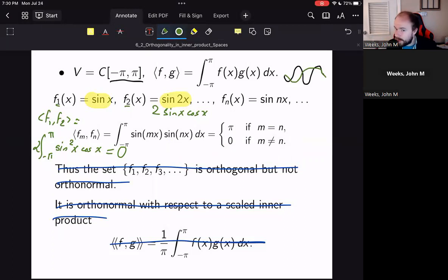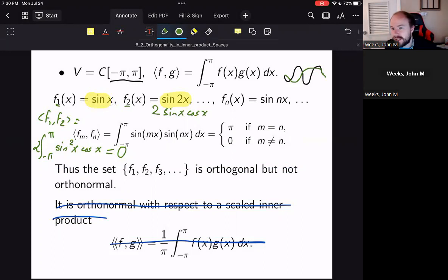Now, it's not orthonormal because we notice that if we take the inner product of any element with itself, it ends up being pi, right? And literally, we can think of it that way. It has a norm or a length of pi in terms of this inner product. Now, how can we make it orthonormal? We have two choices. We could either take each function and divide it by maybe square root of pi, right, something like this.